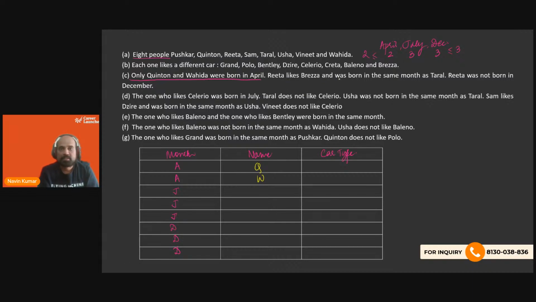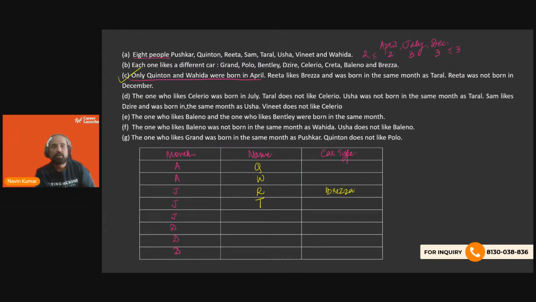R likes Breza and was born in the same month as Taral. Rita was not born in December. If Rita was not born in December, that means Rita was definitely born in July because April is already occupied. Since Rita was born in July, and Rita likes Breza and was born in the same month as Taral, Taral is also born in July. And Rita likes Breza.